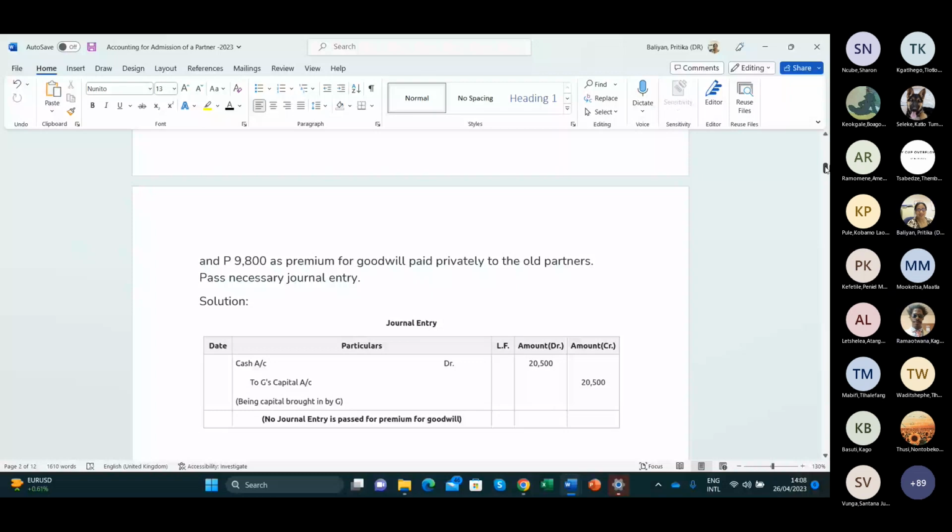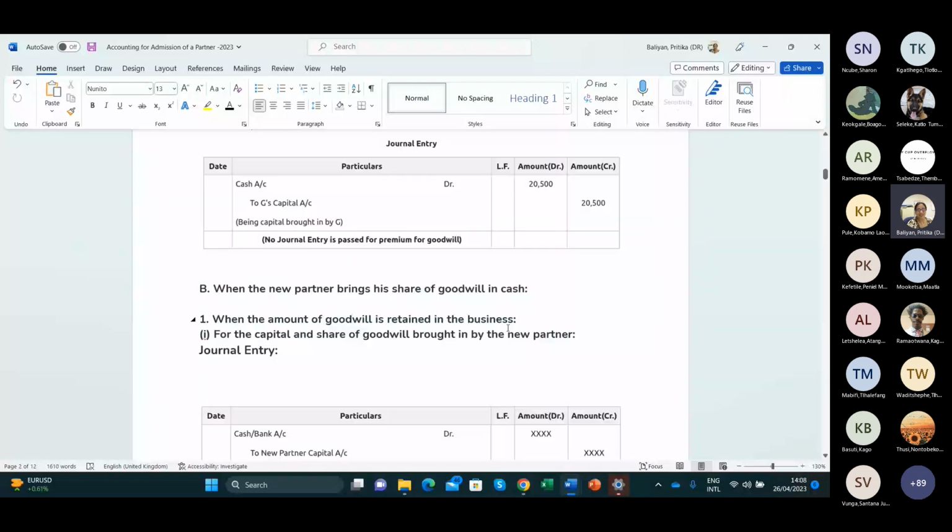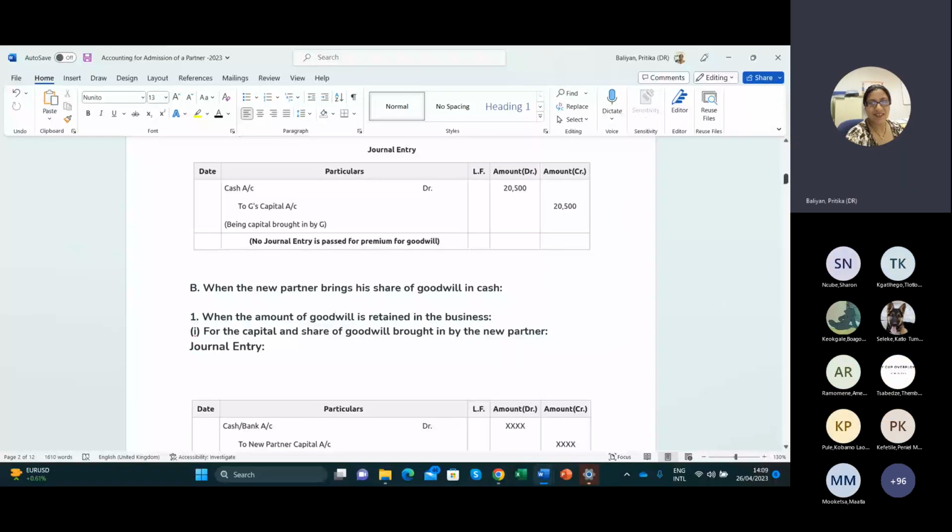Yes, ma'am. Okay. The second situation is when the new partner joining the business is bringing the capital, but at the same time he is also bringing the goodwill, the premium of goodwill, in cash. So if the new partner joining the existing business brings both capital and goodwill, in that situation we record the transaction of goodwill and also the capital.